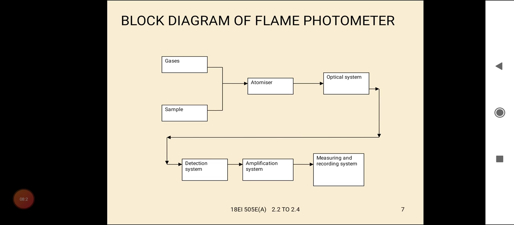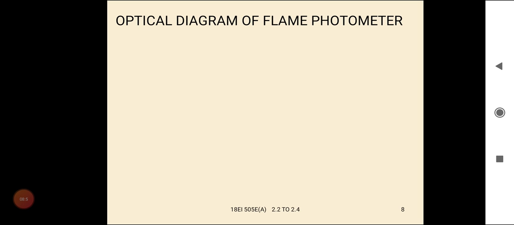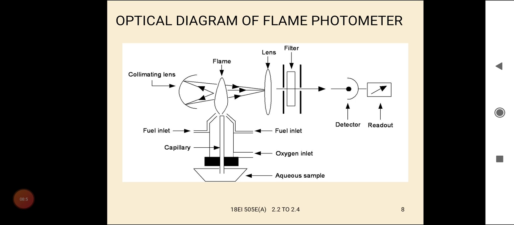This flame photometer is especially used to identify the components of sodium, potassium, calcium, magnesium, lithium in body fluids, especially used in hospitals for clinical analysis of sodium and potassium ions. The optical diagram you can see in the picture.